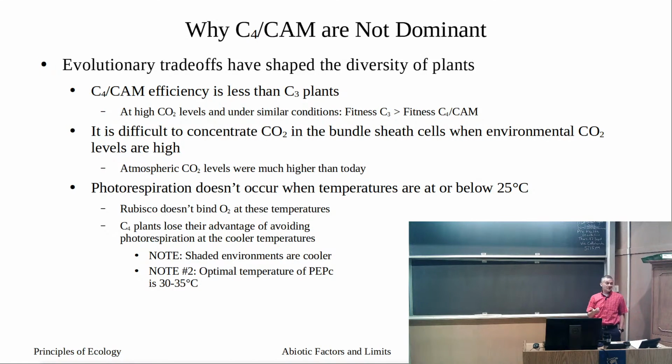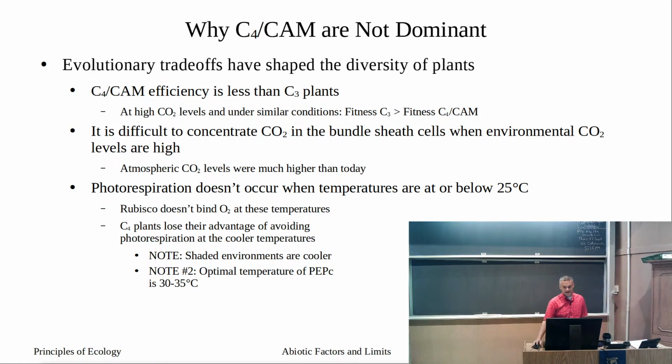Now, why don't we have C4 dominating? Well, it's because of these reasons. We talked about the efficiency. I just said the CAM plants are going to be way less efficient than C4 plants and C3 plants. So if all things are equal, C3 plants are going to do best. And that's the whole point of it. There are a lot of places in the world where these plants lived where the C3 plants are going to have that fitness advantage. And if you have that fitness advantage, you are going to do better than everybody else.